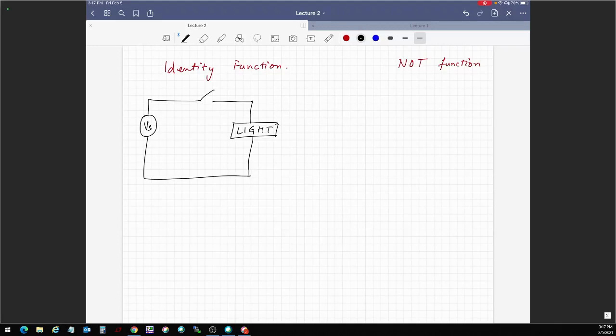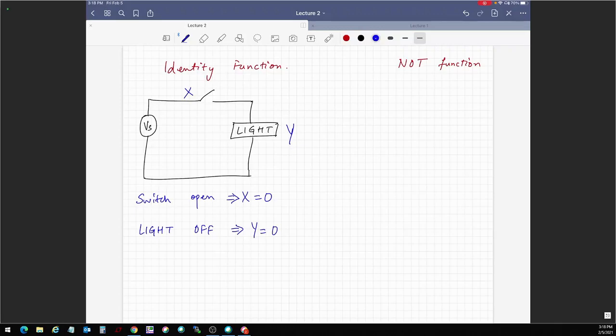And of course, the switch can either be open or be closed, right? There are two states for a switch. Either it is open or it is closed. So let's say X is denoting the state of the switch and Y is denoting the state of the light bulb, right? So let's say switch open means X equals 0. And when the switch is open, what do you have for the light? Zero, right? Y equals 0.